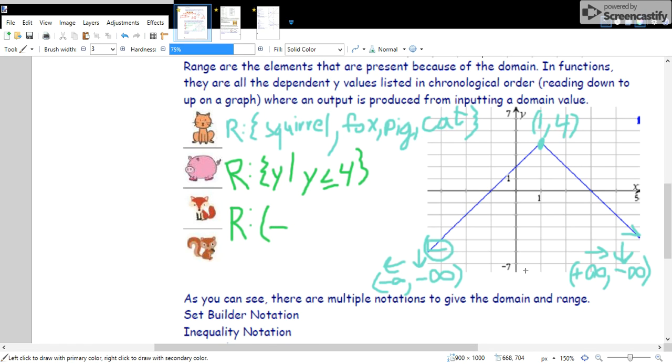So our lowest value for y is negative infinity. So we have negative infinity, 4. And the 4 is included because we have a closed point. So we're going to put a bracket instead of a parenthesis.